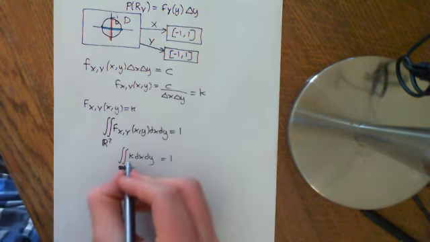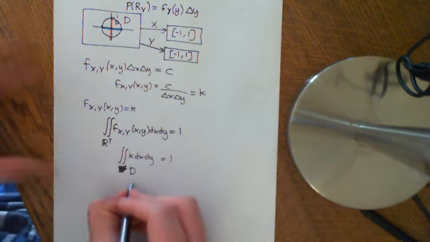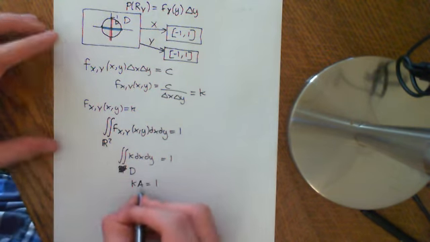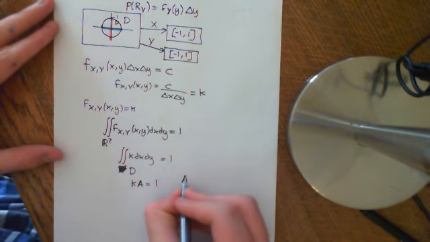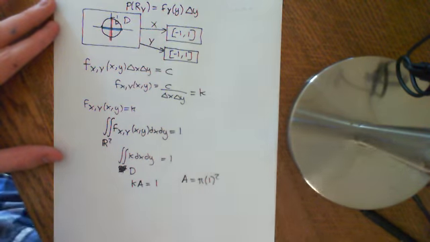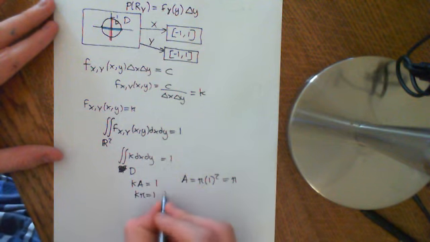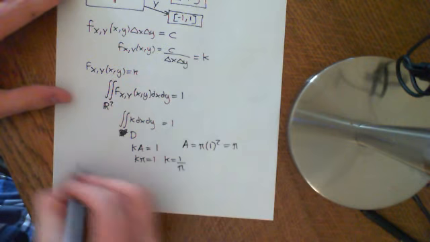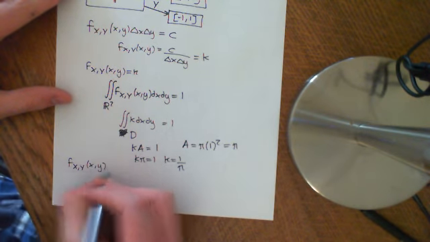Okay, now if you integrate a constant over a region, all it gives you is the constant times the area of this region, which I'll call A. So the constant times the area of the region needs to equal 1. Now what is the area of the unit disk? Well, the area of a circle is given by pi r squared. The radius is 1, so it's pi times 1 squared, which is just equal to pi. Now, that gives us that k times pi needs to equal 1, which tells us that k is equal to 1 divided by pi.